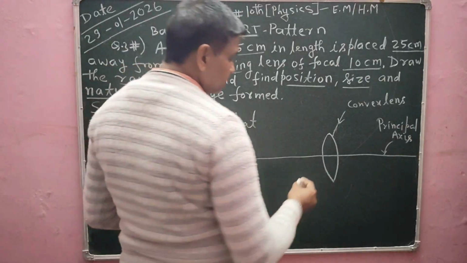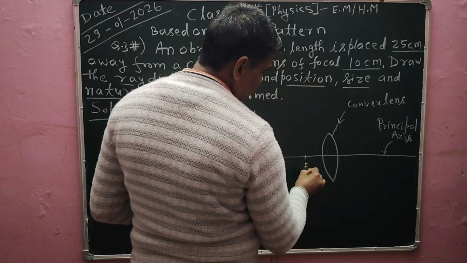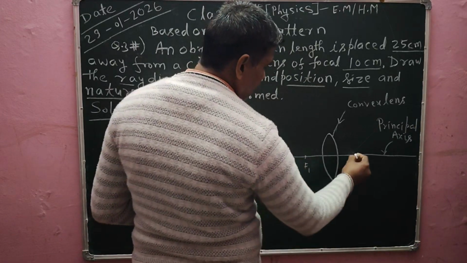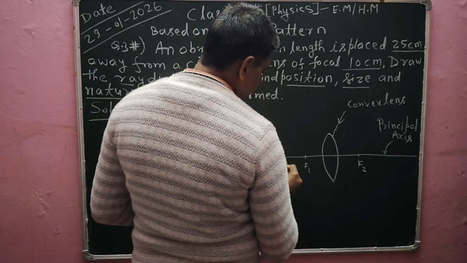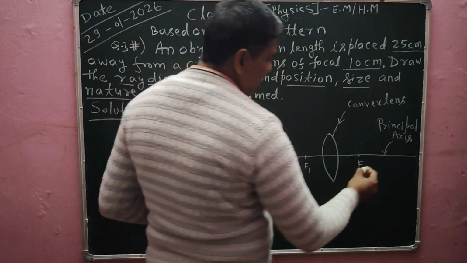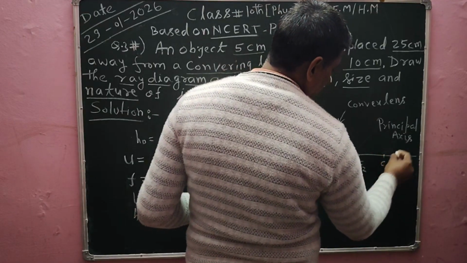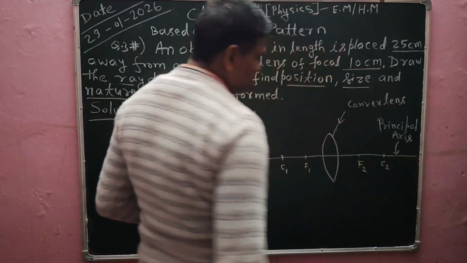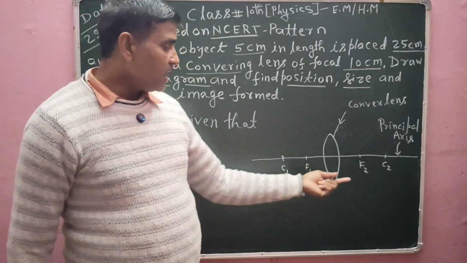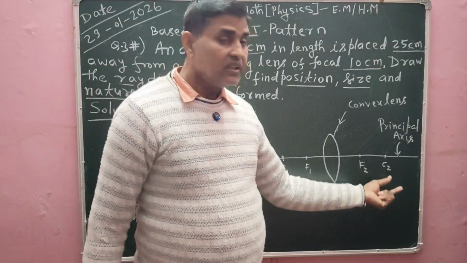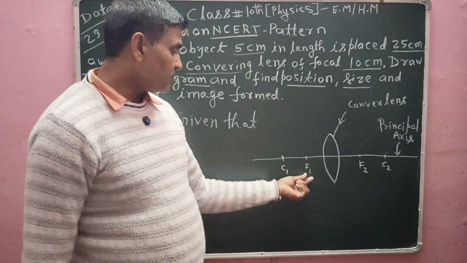That is two focus. One focus is f1, the other focus is f2, on the other side. Here is the center of curvature c1, and on this side the center of curvature will be c2. So this is the center of curvature c1, focus f1, and on the other side focus f2 and center of curvature c2.